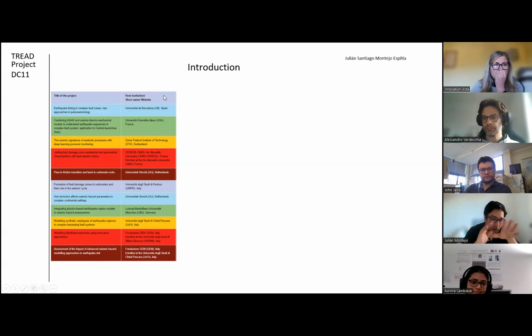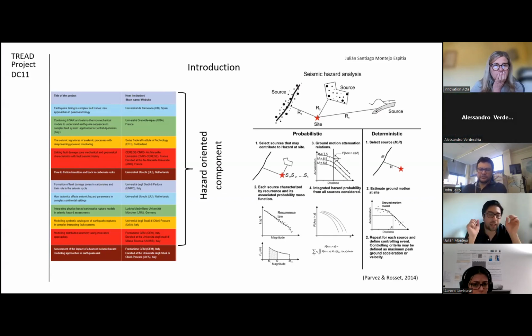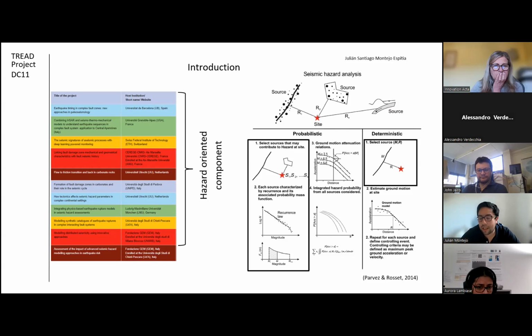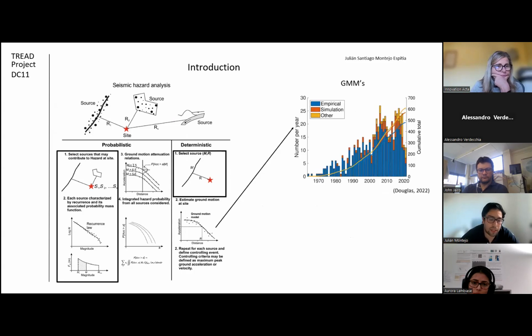So, a little introduction. These are our 11 projects, and they are mostly related to the hazard-oriented component, with multidisciplinarity from geology, geomorphology, and different numerical and physics-based models, whose main purpose is to establish and model a seismic source. And this is me working in the risk component. But if we look at the link between hazard and risk, one of the main links between both is the ground motion modeling.